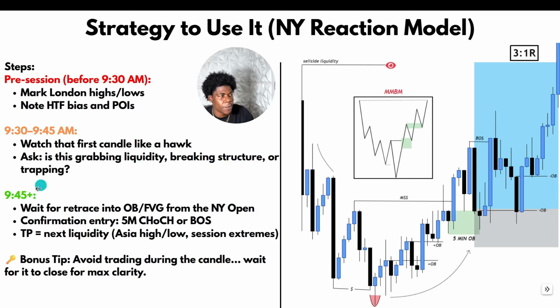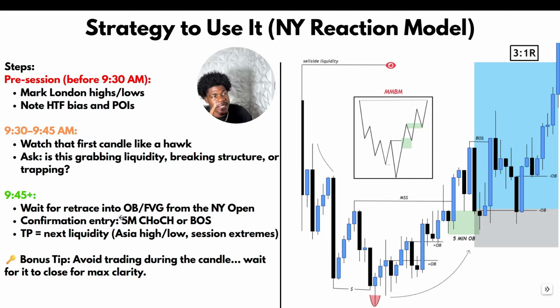And then from 9:45 and up, I wait for a retrace inside of an order block or a fair value gap from the New York open, and then I find a confirmation entry on the 5 minutes, like a 5-minute trend character on a pullback, like an inversion fair value gap or an order block, something that just shouts, take this trade, right? Or I just wait for a breakup structure, and on that pullback I get that RTO entry.